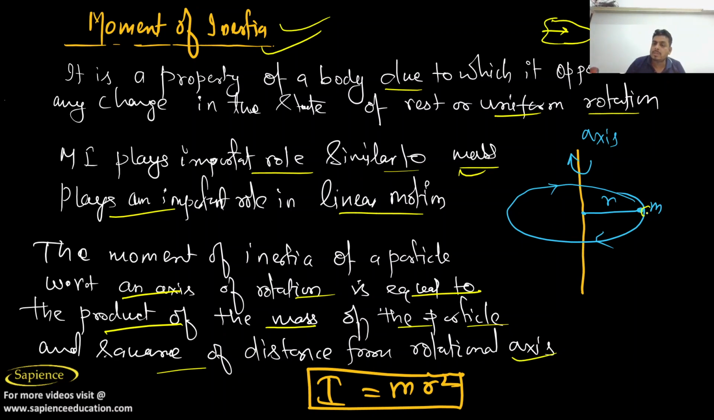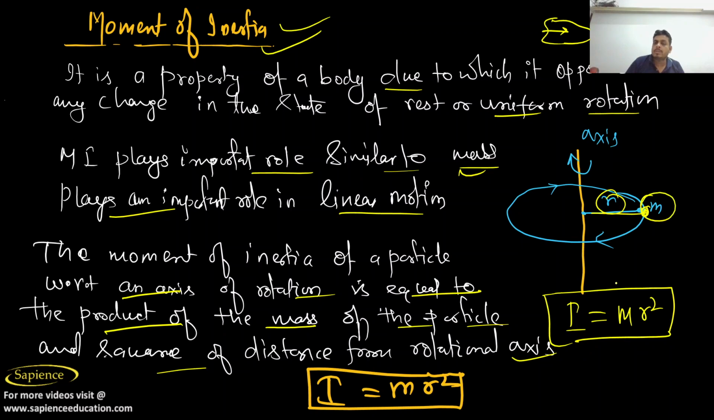Suppose this is a mass or a particle and this is the distance r. If I want inertia, we can write I is equal to m r square, where m is the mass of the particle and r is the distance from the axis of rotation. So I is equal to m r square. Understood? I hope you have understood now.